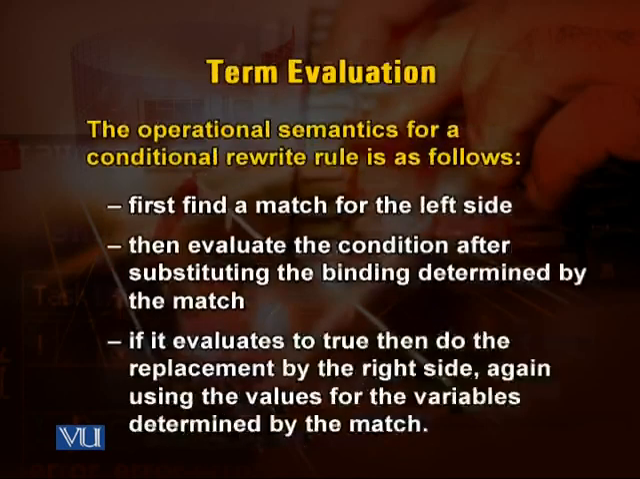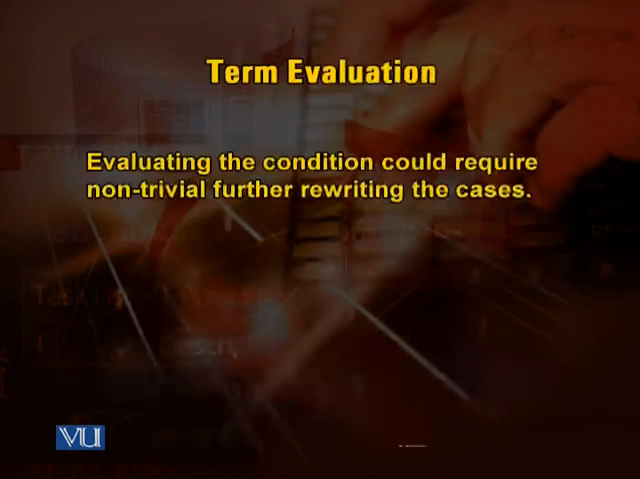The operational semantics for a conditional rewrite rule is as follows. First, find a match for the left side, then evaluate the condition. After substituting the binding determined by the match, if it evaluates to true, then do the replacement by the right side, again using the values of the variables determined by the match. Note that evaluating the condition could require non-trivial further rewriting in some cases.